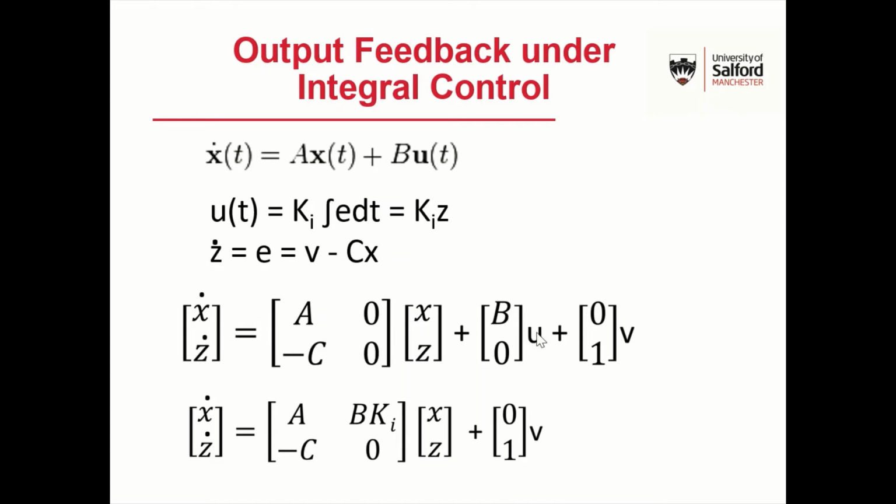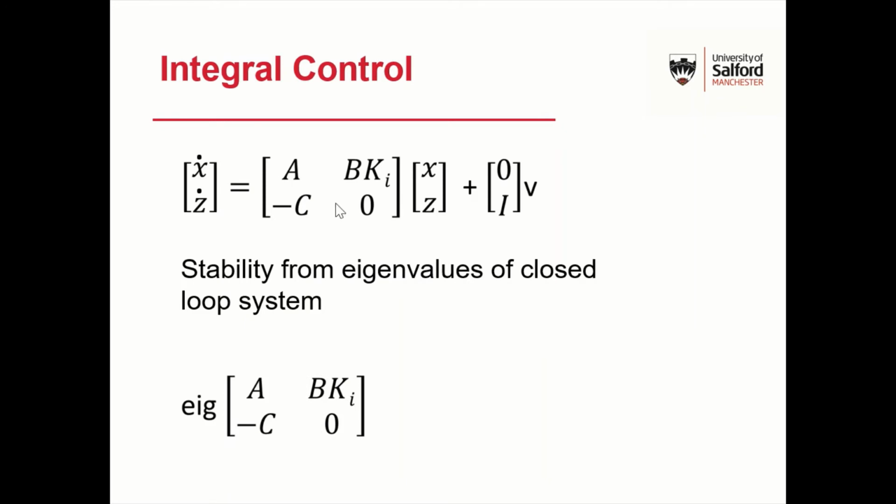Now when we put U is equal to Kiz, this becomes U is BKiz, and it fits in the Z state, so it's the BKiz. So it puts that term there into this matrix. And these now are the closed loop state space equations with the integral. The interesting thing about this really is that the states have grown by 1. So we've actually grown the number of states here. And this comes out as the system matrix. And then to get the stability of the system, we would look at the eigenvalues of that matrix there.